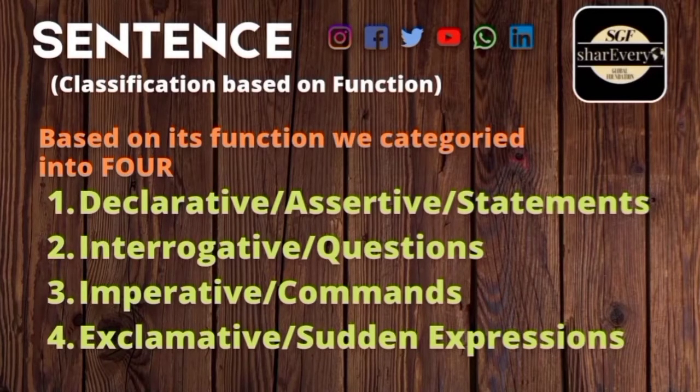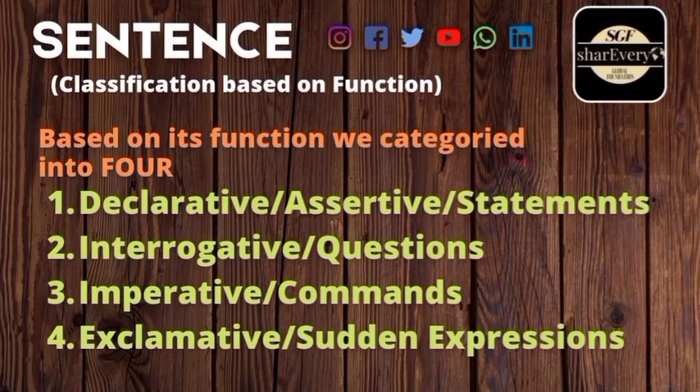Today we are going to recall about sentences based on function: into how many parts or how many kinds the sentence is categorized. I hope by the end of my session you'll get good clarity. Based on the function, the sentence is categorized into four. Number one, declarative. Number two, interrogative. Number three, imperative. Number four, exclamative. These are the four classifications of the sentence based on its function.